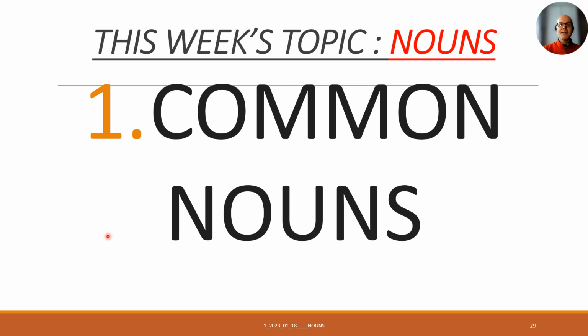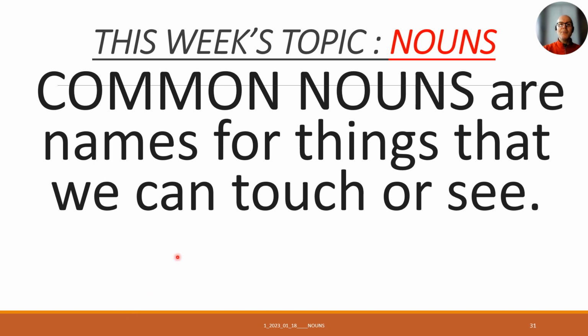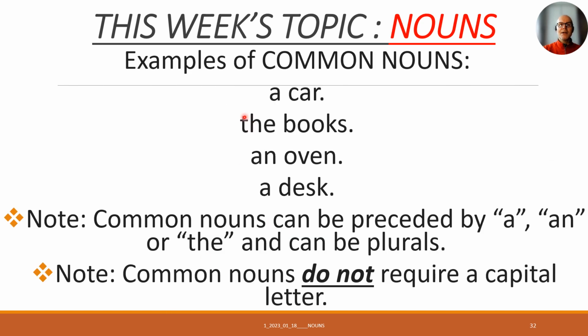First category we're going to look at are common nouns. What are common nouns? Common nouns are names for things that we can touch or see. Some examples of common nouns: a car, the books, an oven, a desk. So car, books, oven, desk. These are examples of common nouns.